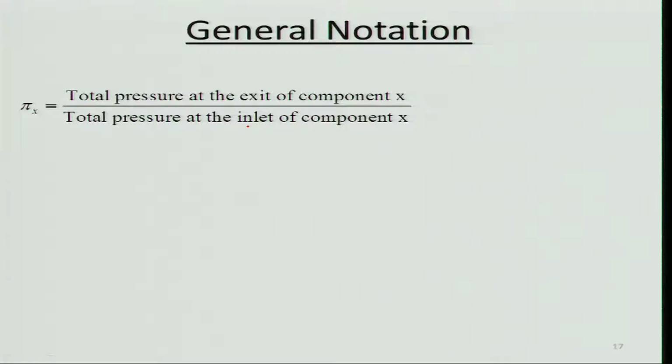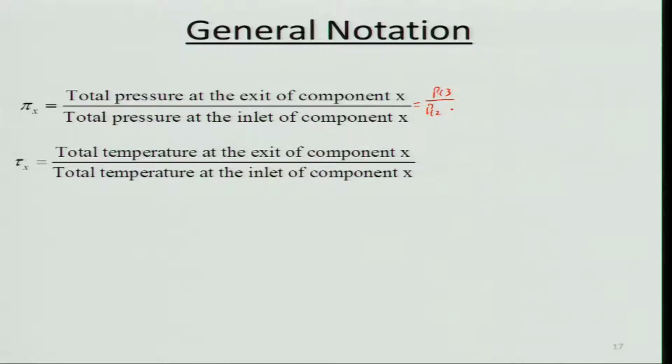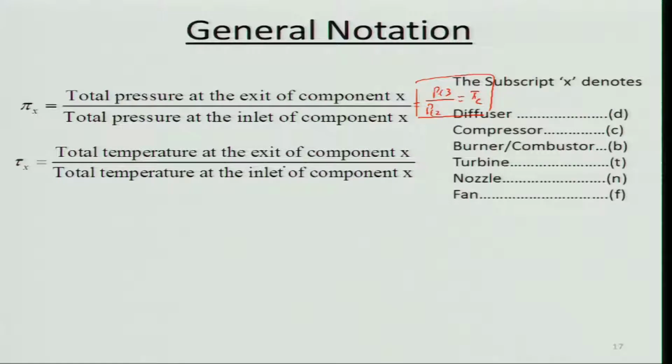That means if I look at a compressor, it will be at the exit, so in this case it will be P T 3 by P T 2. If I say this is pi C, then it is P T 3 by P T 2. Similarly for total temperature: the total temperature ratio for component x will be the total temperature at the exit of component x divided by the total temperature at the inlet of component x.